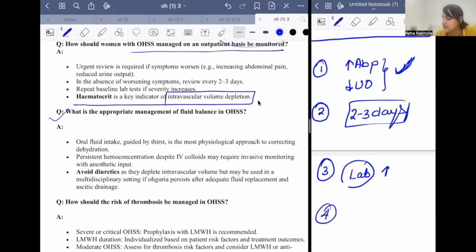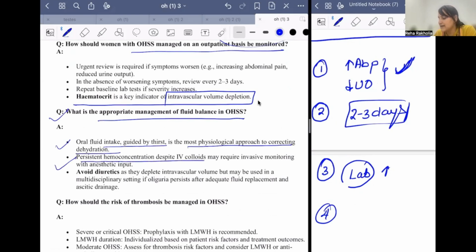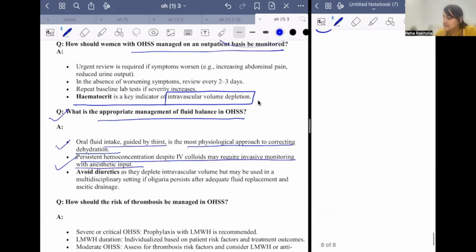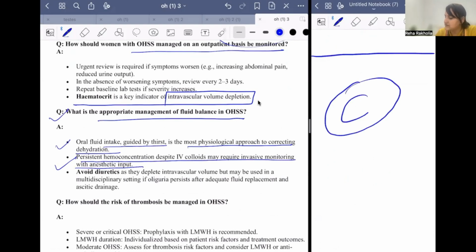Now, the question is, what is the appropriate management for fluid balance in OHSS? Oral fluid intake guided by thirst is the most physiological approach in correcting dehydration. Persistent raised hematocrit despite IV colloid may require invasive monitoring with anesthesia input. If there is persistent hemoconcentration, even when we give IV fluid, then also there is hemoconcentration.